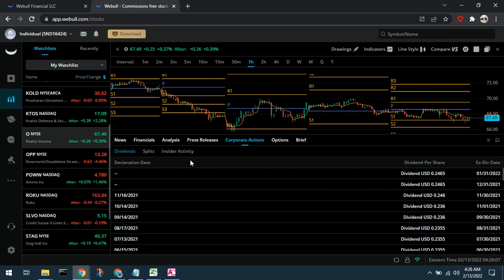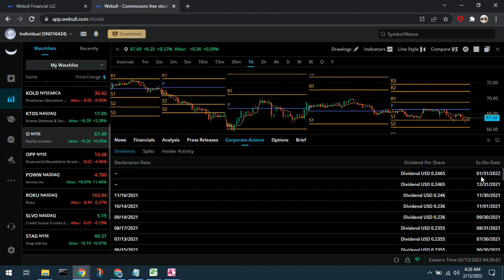So if I pull up that bottom pane, as you can see, I can see a number of additional pieces of information, but under corporate actions I can see their dividend schedule. So I can see in this case, it looks like their ex-dividend dates are the last day of the month. So their last ex-dividend date was the 31st of January, so I would expect the next ex-dividend date to be the end of February.